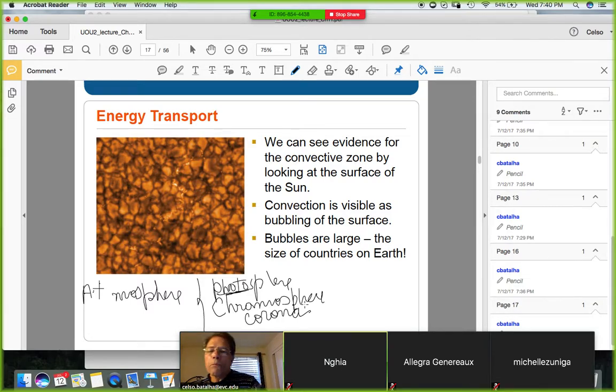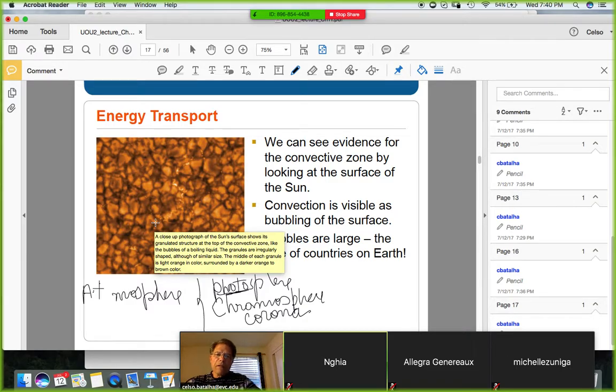So let's take a look at these three regions. Here in this picture, the photosphere appears as a bunch of little cells. These cells are the result of the convection zone.